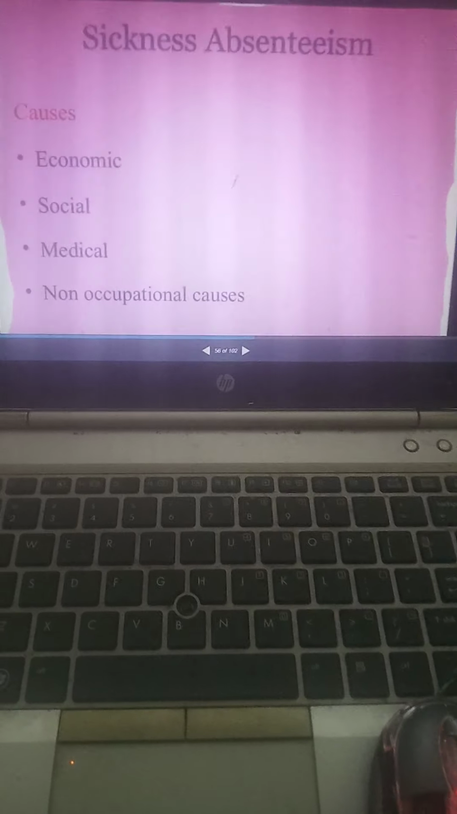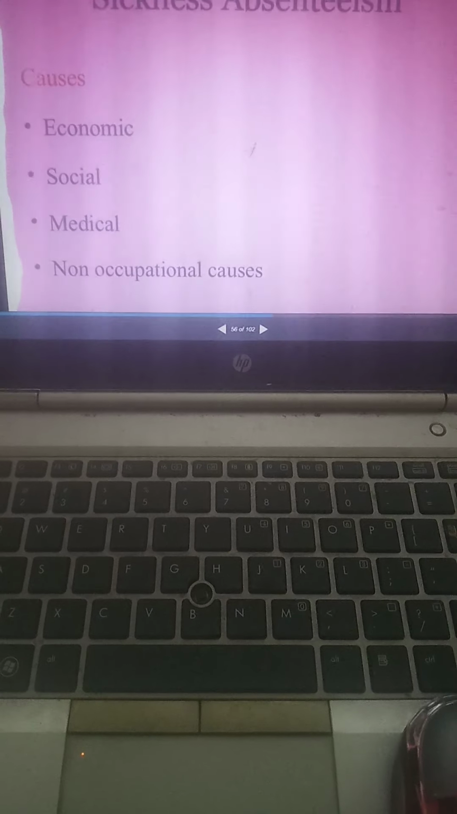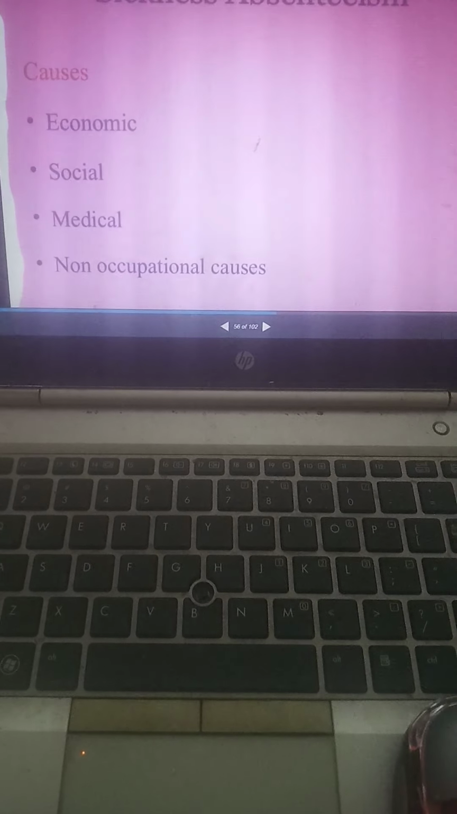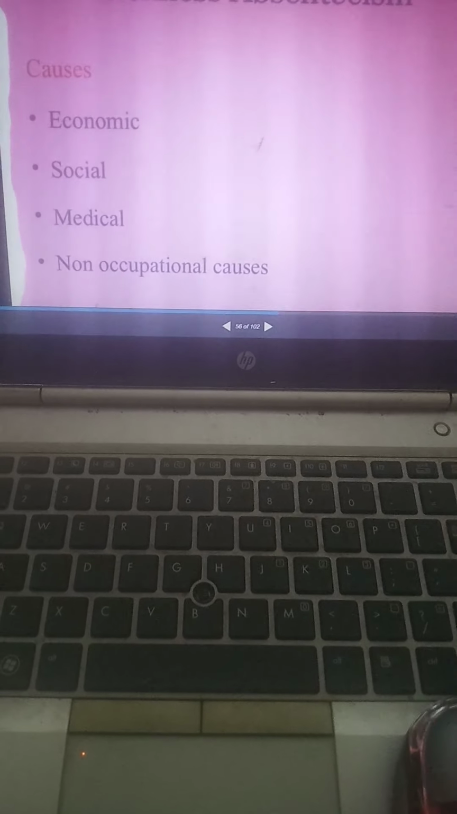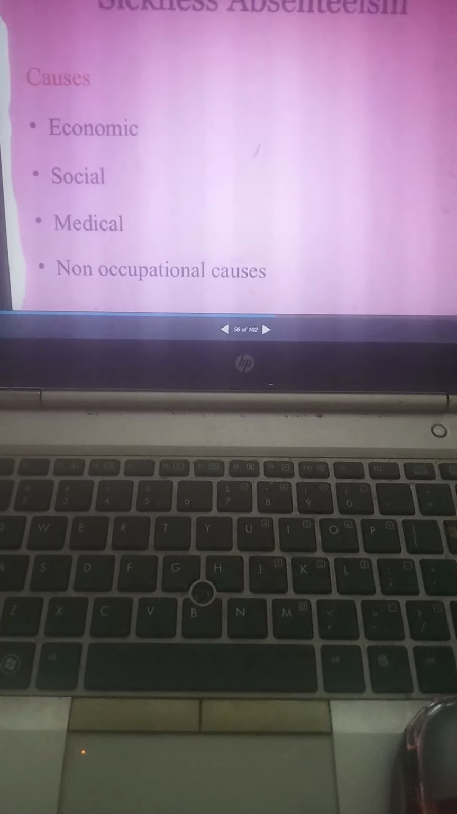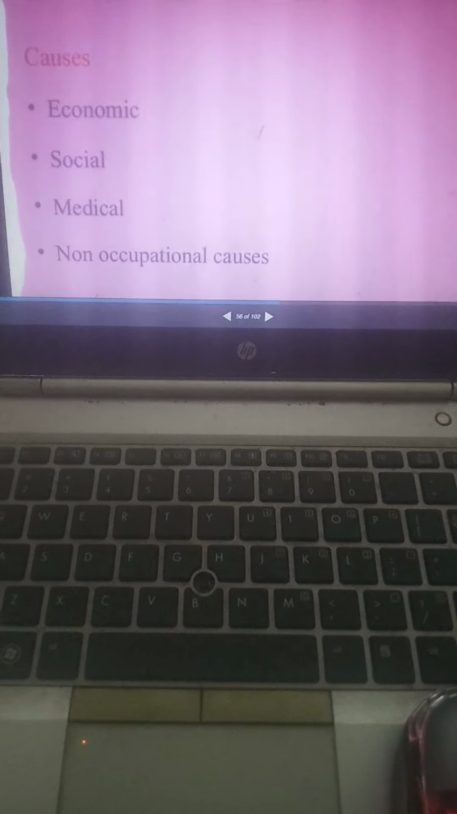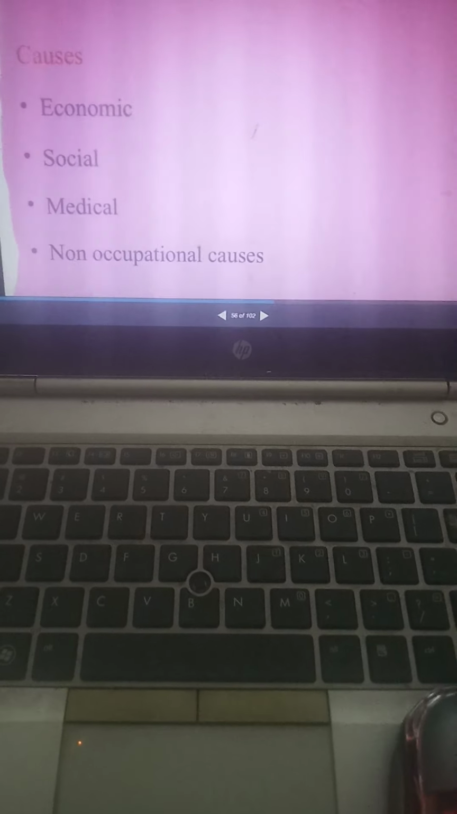For example, birth of a child, etc., for which he needs leave, or for example a person who is not willing to work, some lazy person says, let me take medical leave on the pretext of sickness and sit at home for 4 days and enjoy. So these all can be placed under non occupational causes.